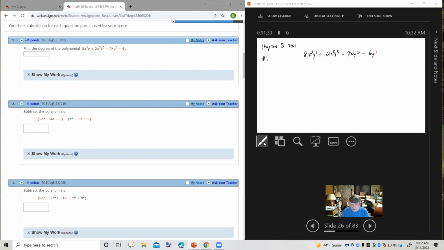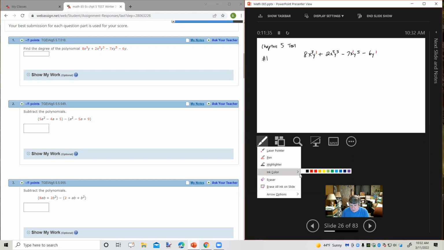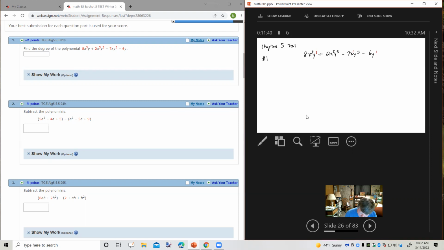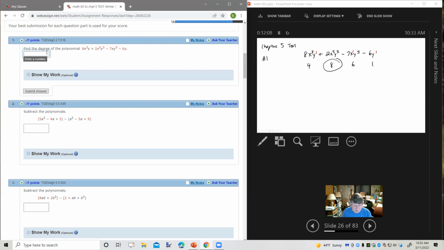So the degree of each term is the sum of all the exponents on all the variables. So the first term would be degree 4. The second term would be degree 8. The third term would be degree 6. And the fourth term would be degree 1. However, they want the degree of the entire polynomial. To get that, we take the degree of the highest powered term. And that is going to be our answer. So find the degree of the polynomial. It's going to be 8.